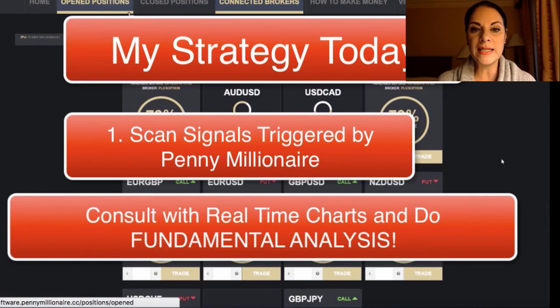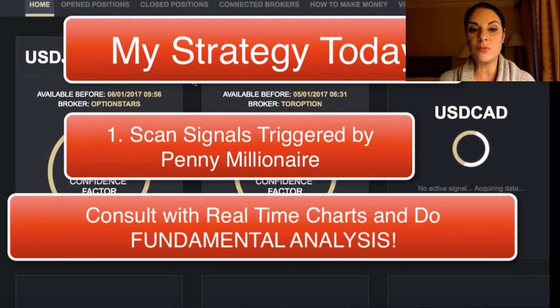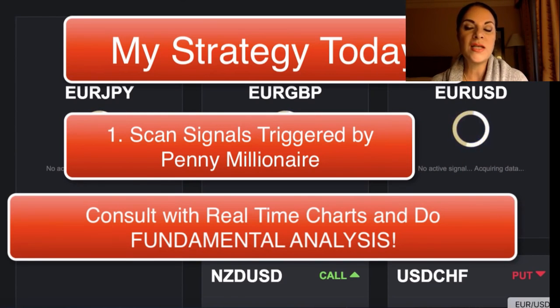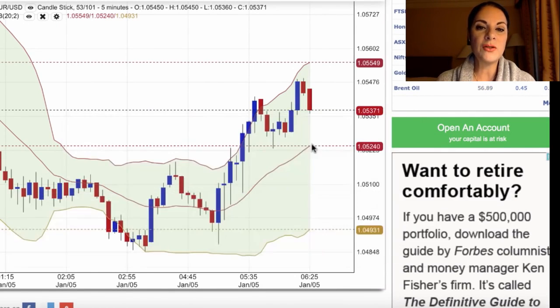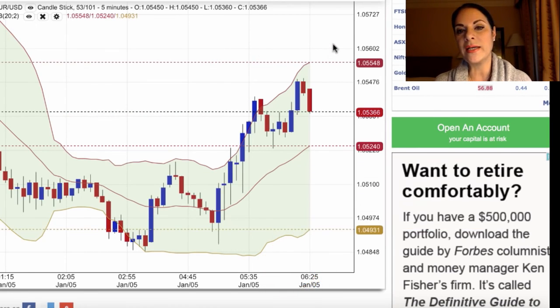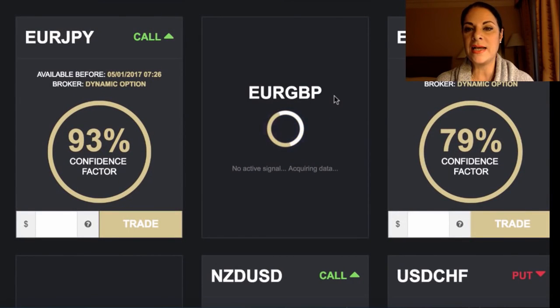So first I'm going to scan the signals which are triggered by Penny Millionaire. Then I'm going to consult the real-time charts and do fundamental analysis in order to take the trades. I know that as you say, the trading temperature is right for the euro and US dollar. So let's have a look at the charts for the euro and US dollar. And as you can see, it is on an uptrend. The time now is 6:25 in the morning, Eastern time. We have an uptrend. Therefore, let's have a look and see what the trades are selecting.